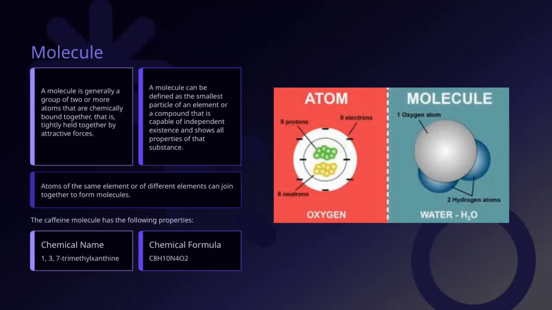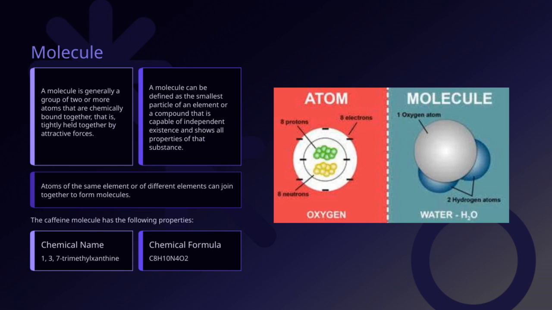Now let's take a closer look at the caffeine molecule, which has the chemical formula C8H10N4O2, and is also known as 1,3,7-trimethylxanthine. This is its official chemical name. What's really interesting about molecules like this is that they are made up of atoms of the same element or different elements, that come together to form a single, stable unit.